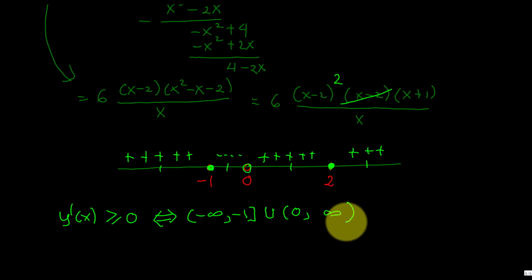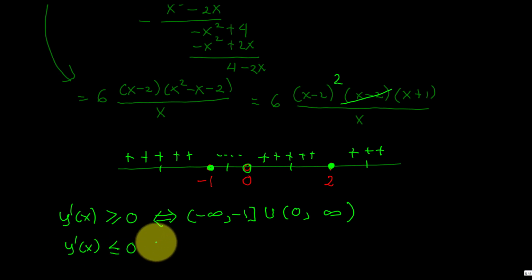So that's the answer. We're looking for when y prime is negative. Okay, so let's put it here. y prime of x is less than or equal to 0 when x is between negative 1, including negative 1, and 0, but 0 is not part of it.